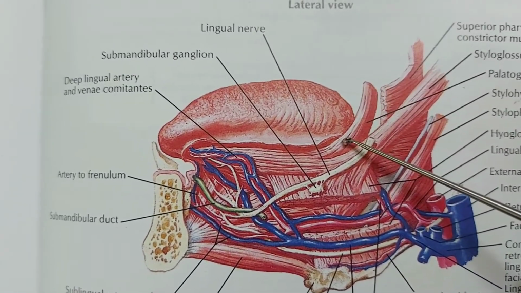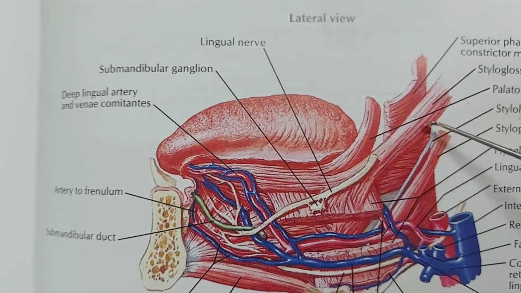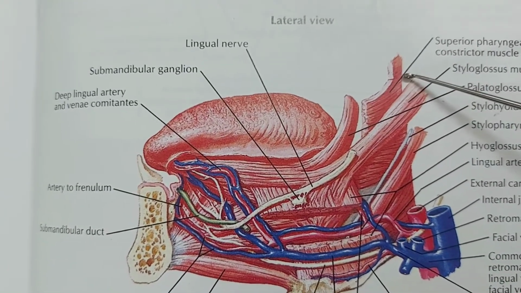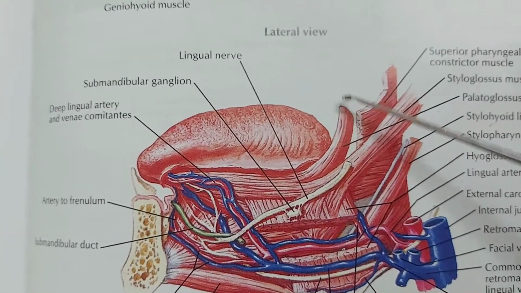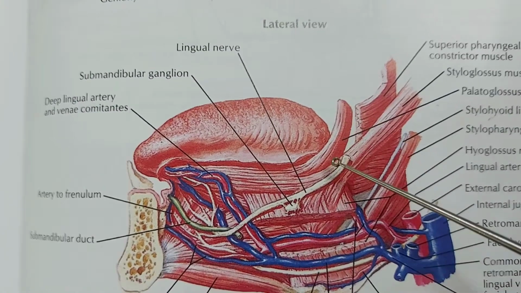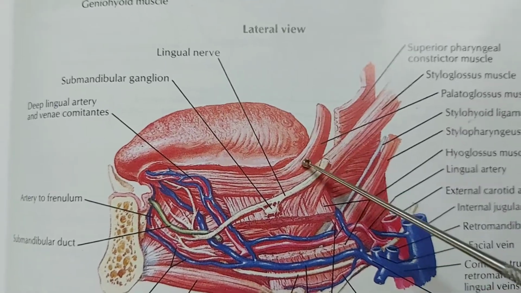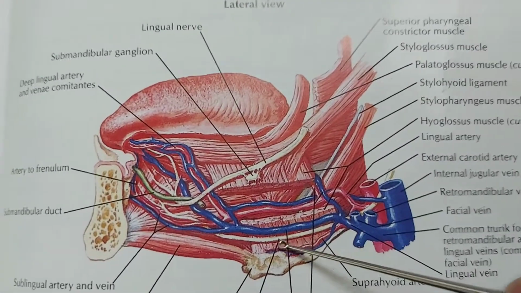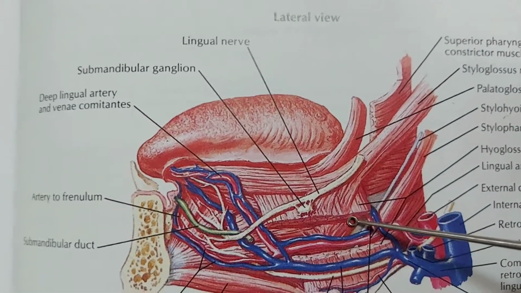Here is the palatoglossus. This palatoglossus is supplied by the pharyngeal plexus. Here is the pharynx, and this pharyngeal plexus is formed by the cranial accessory and the glossopharyngeal nerve. So the cranial accessory or the pharyngeal plexus supplies the palatoglossus muscle. All other muscles, both intrinsic and extrinsic muscles of the tongue, are supplied by the 12th cranial nerve. This is the motor supply of the tongue.